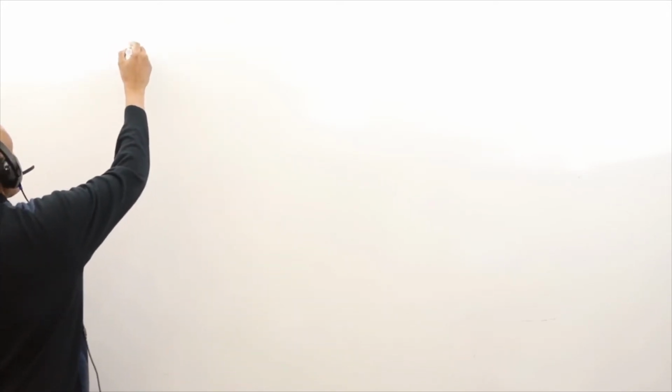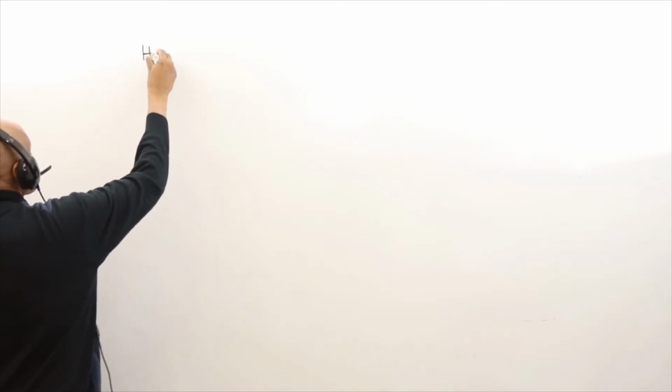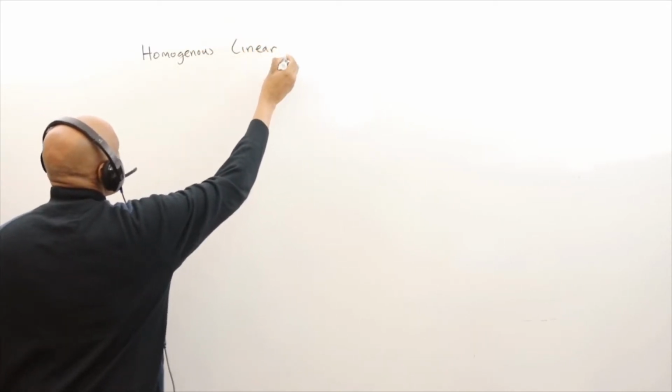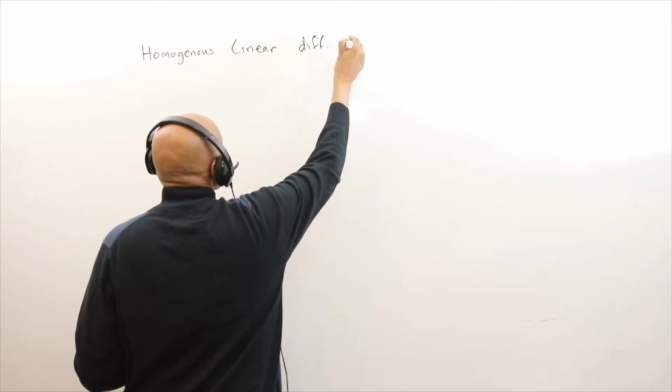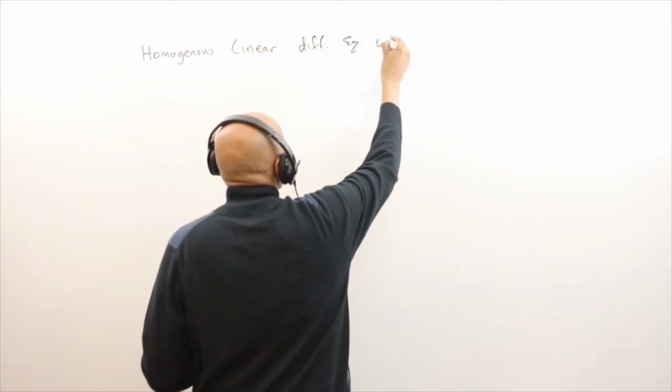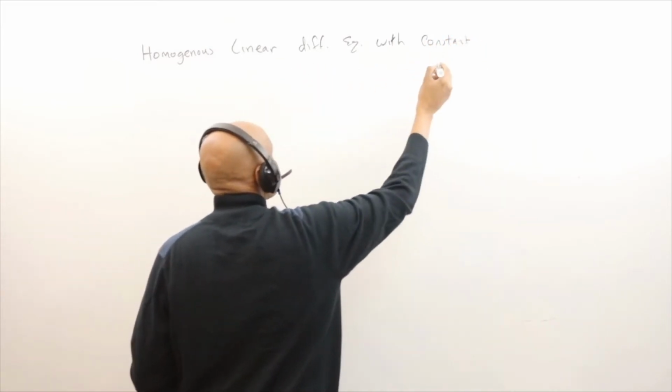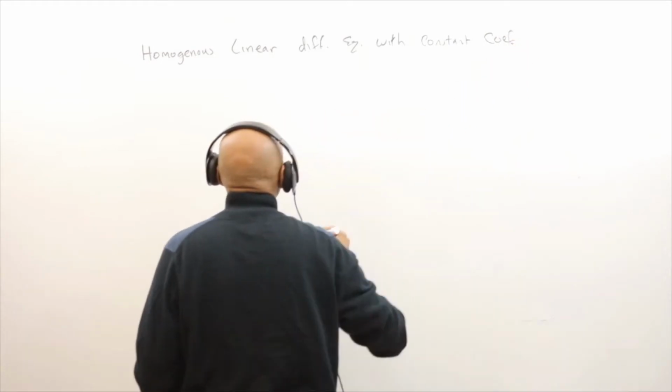In this video, I'm going to go over exactly how to solve an nth order linear homogeneous differential equation with constant coefficients. There's more information in the notes, but the basic idea is that an nth order homogeneous linear differential equation with constant coefficients looks like this.